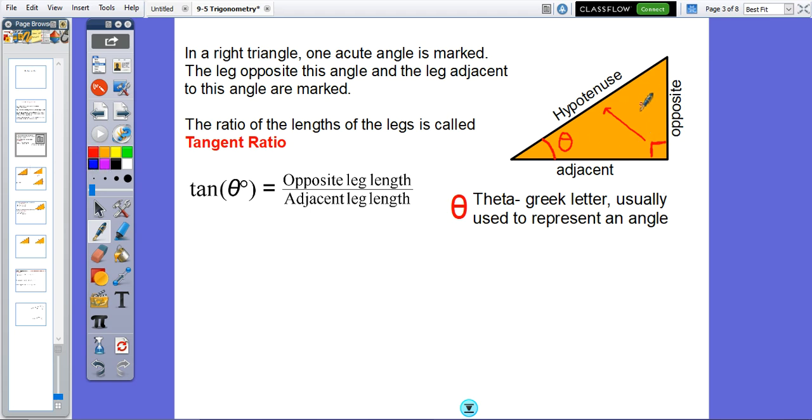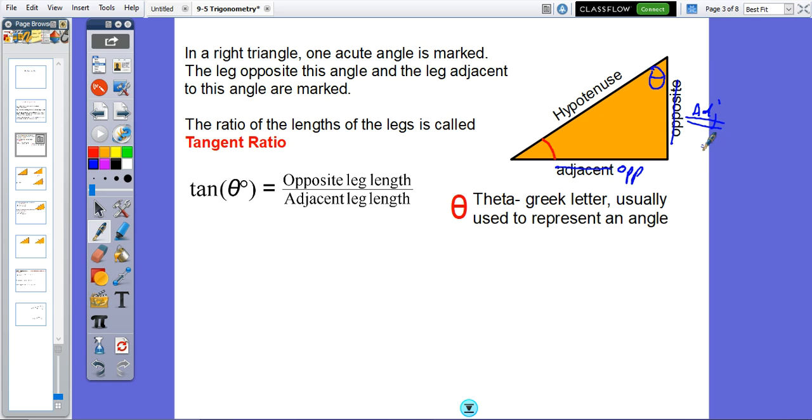But what if I decided to put my theta somewhere else? I'm going to put my theta up here. So my theta is up here this time. Now that changes these two. This is now considered the opposite side, and this is considered the adjacent side. So that's very important to understand: how those two sides' names are based off where the theta is at. But what doesn't change is your hypotenuse.